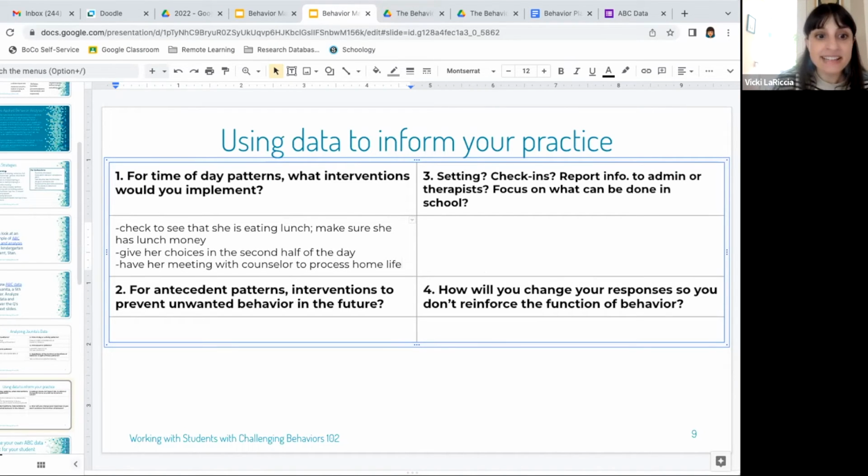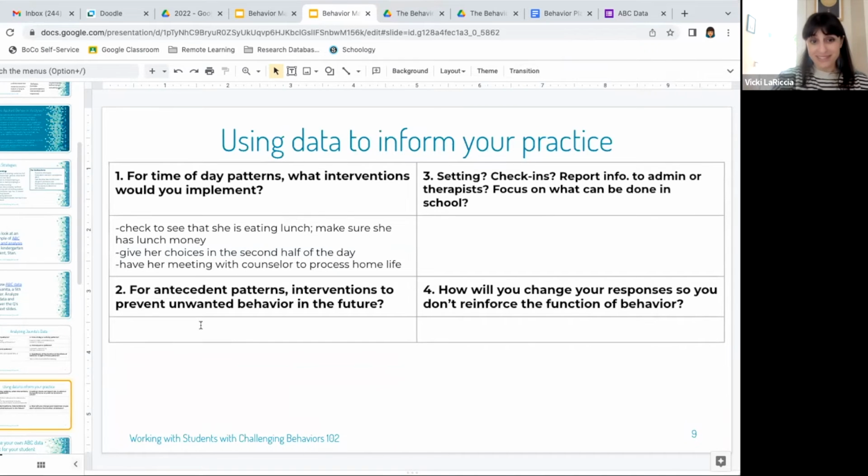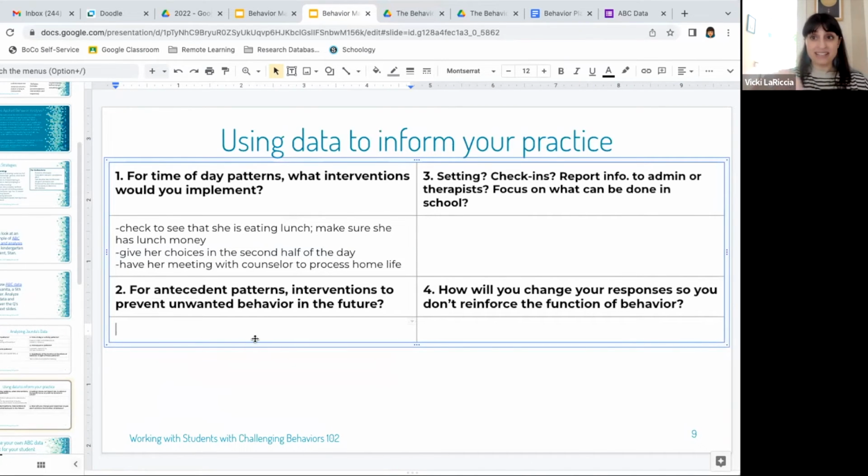And then next is looking at her antecedent patterns. Are there interventions we could put in place for her to prevent the unwanted behavior in the future? So our antecedent patterns were 4 times there was a teacher demand, 2 times someone was interacting with her. So is there something we can do with the teacher demands?